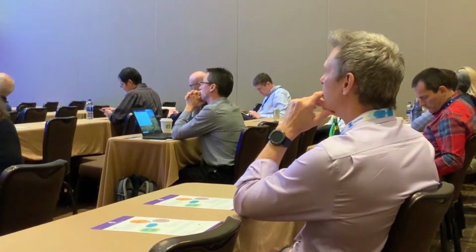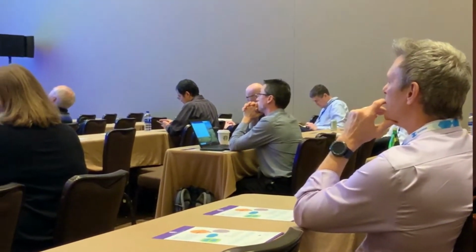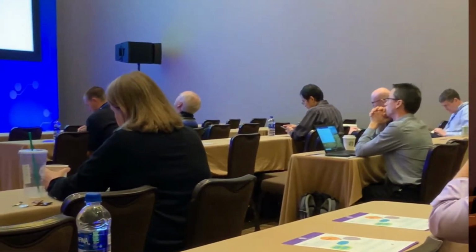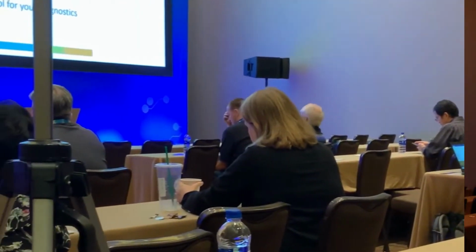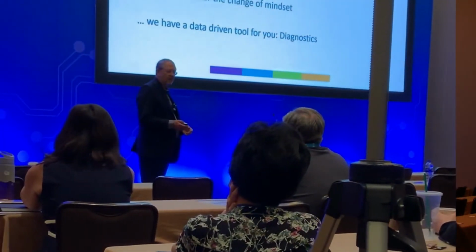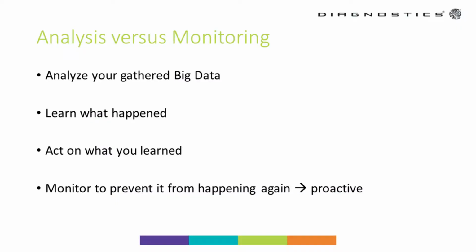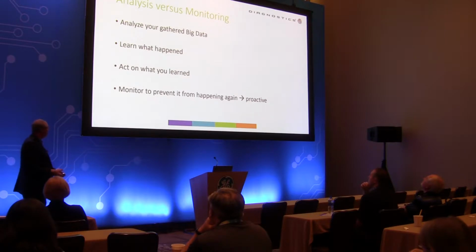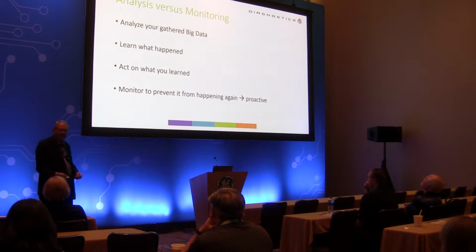So we have to overcome the barrier that it's not something that we need to monitor. It is something we need to monitor, because there's a lot of things that can go wrong if it's not done properly. And I'll give some examples. So analysis: we gather the big data, we learn what's happened, you act on it, and then you monitor to ensure that it doesn't continue down the wrong track.